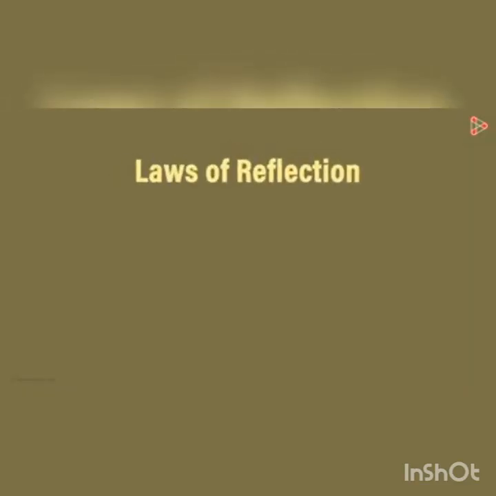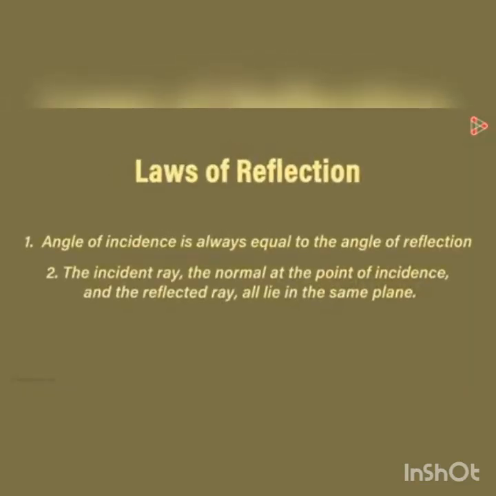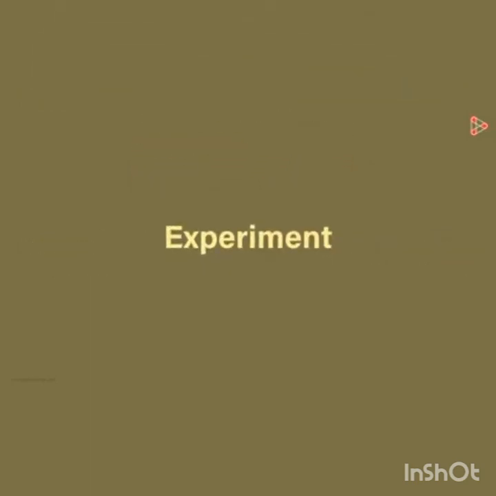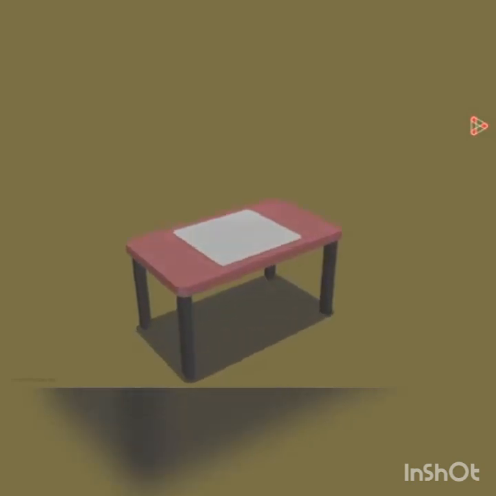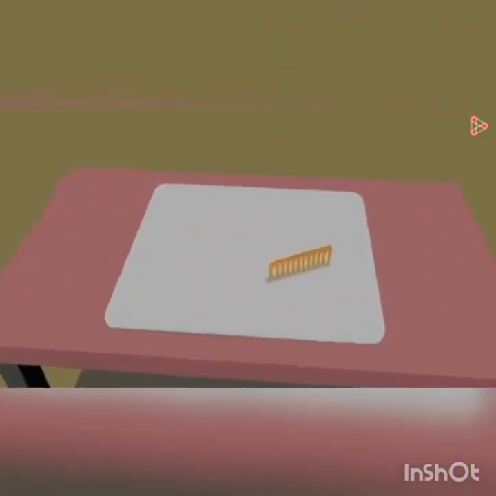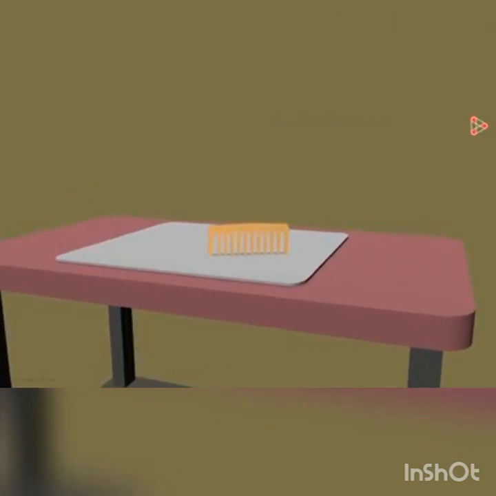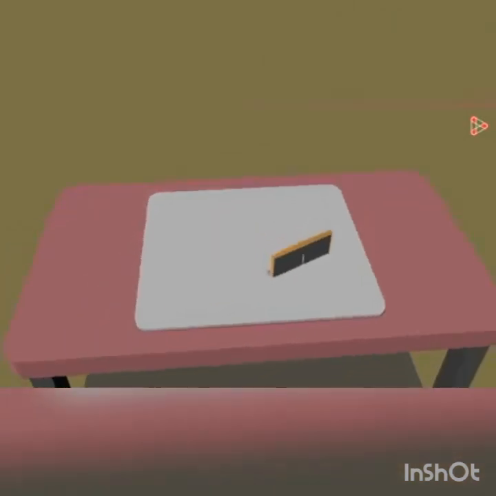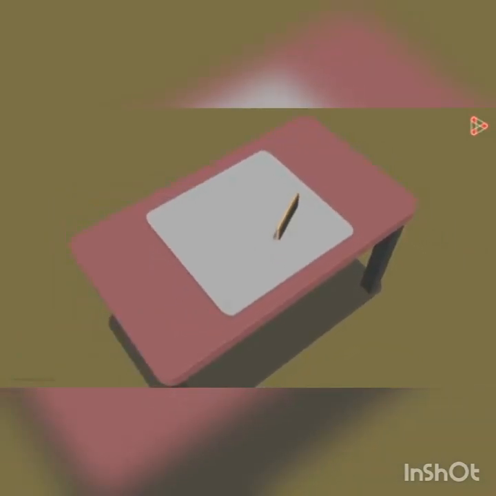In our previous video, we discussed the two laws of reflection. Today, we will do one cool experiment that you can do at your home to verify the laws. Cover a table with a white sheet of paper. Take a comb and cover all its openings except the middle one. You can use black paper to cover them. Place the comb perpendicular to the white sheet of paper as shown.